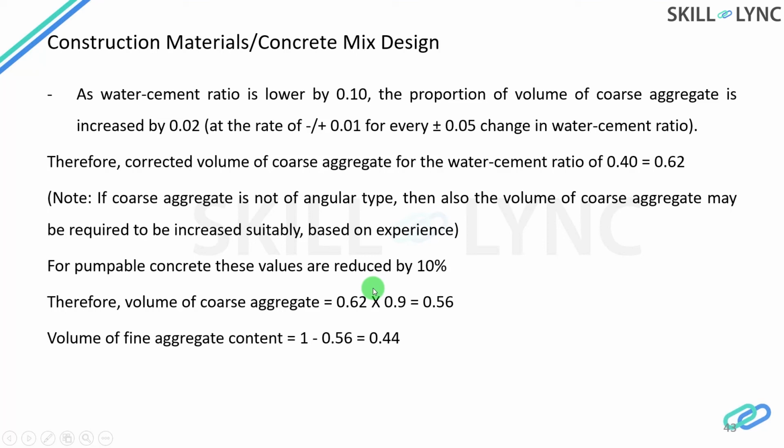And if it is pumpable concrete, then the values can be reduced again by 10%. So the volume of coarse aggregate is 0.62 into 0.9. This from 100% I have reduced by 10%, so it is 0.9, which is equal to 0.56. So the volume of fine aggregate content is 1 minus this value 0.56. It is 0.44. This is how we calculate the volume of coarse aggregate and volume of fine aggregate.